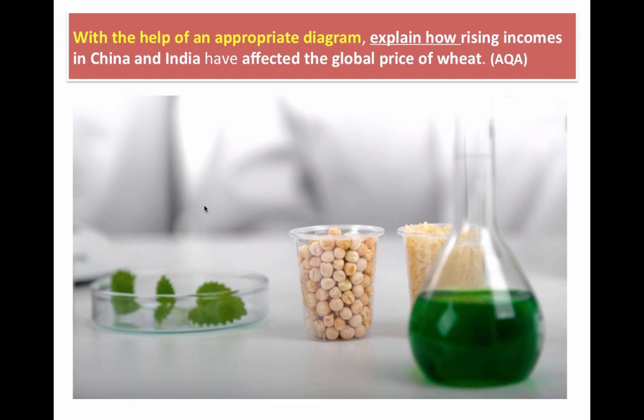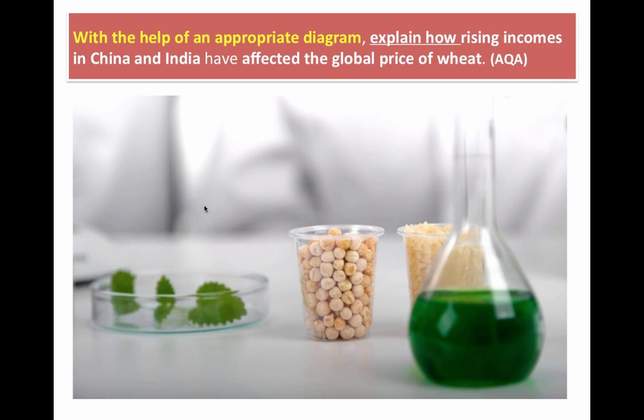One more diagram, one more question. This is for AQA, but it could be any question. With the help of an appropriate diagram, they even give you a steer here. You've got to use one. Explain how rising incomes in two of the BRIC countries, China and India, have affected the global price of wheat.